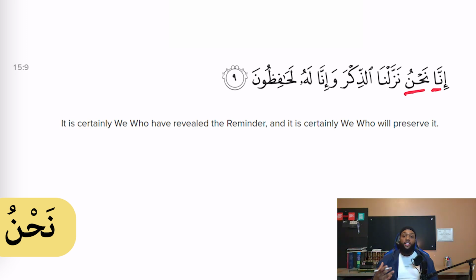Nahnu. We see it in its detached form as well. So indeed, we nazzalna, again attached, right? Nazzala is a verb, right? So nazzalna, we revealed. Al-dhikra, one of the names of the Quran, al-dhikr, right? We revealed the Quran. So there's this emphasis there. Inna nahnu nazzalna al-dhikr. We revealed the Quran. وَإِنَّا لَهُ لَحَافِظُونَ. And we see here this lam of tawqeed, right? With inna. And with that, we complete this lesson.